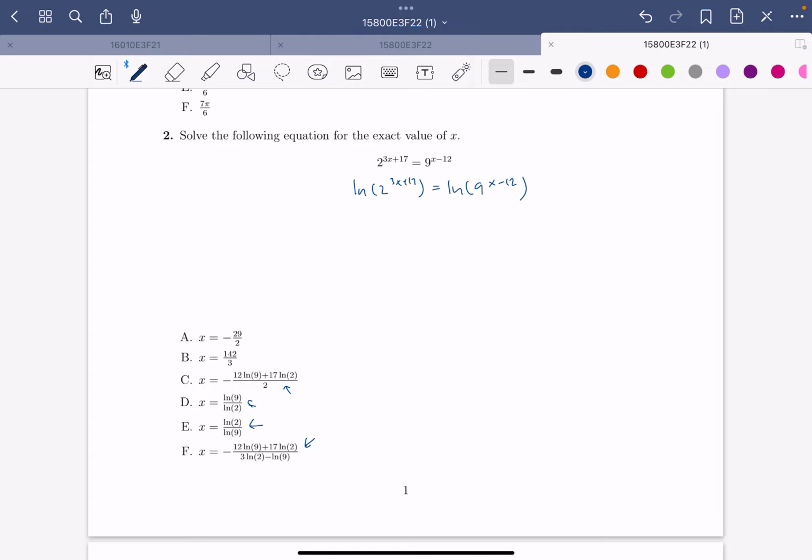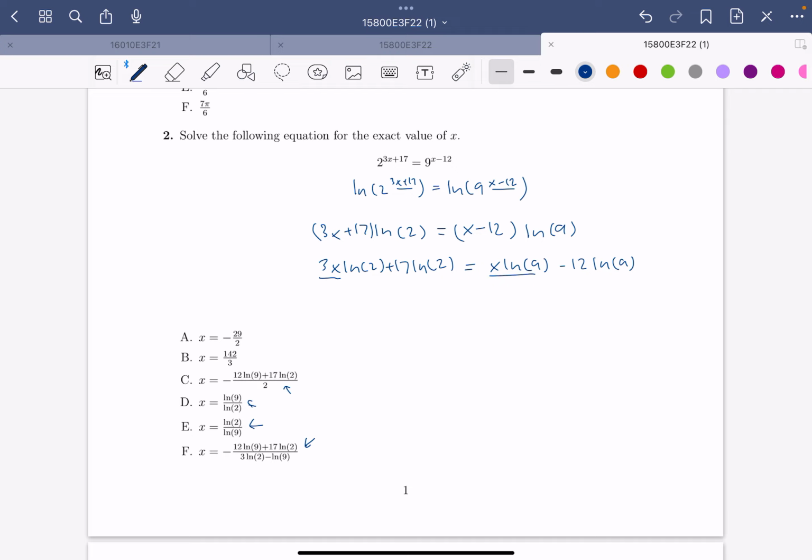So if you know your natural log and log rules, you know you can take out these exponents and put them in front. So we get x minus 12 times natural log of 9, and then 3x plus 17 natural log of 2. Now we can distribute, so that will give us 3x ln of 2 plus 17 ln of 2 equals x ln of 9 minus 12 ln of 9. We did this so that we can group these terms with x in there to isolate the x.